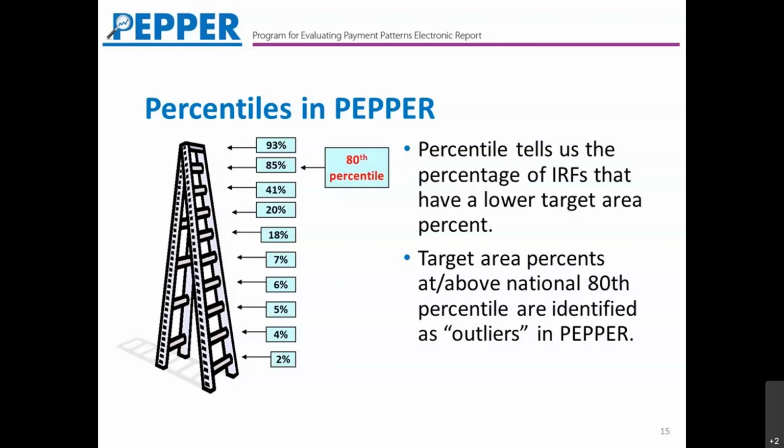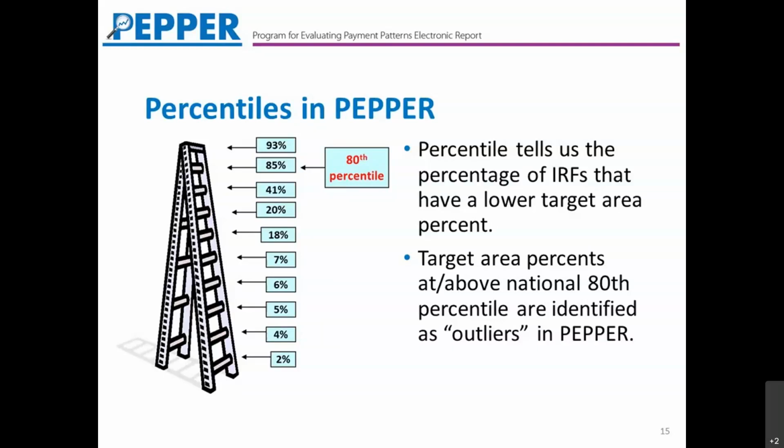These percentiles are a good way to get some context and think about how our target area percent compares to the other facilities in the nation, or in the jurisdiction, or in the state. This context can help us think about whether that difference is what we expect to see or if there's something that perhaps we should be concerned with.